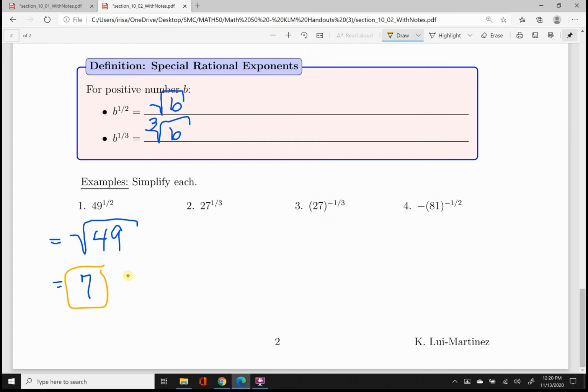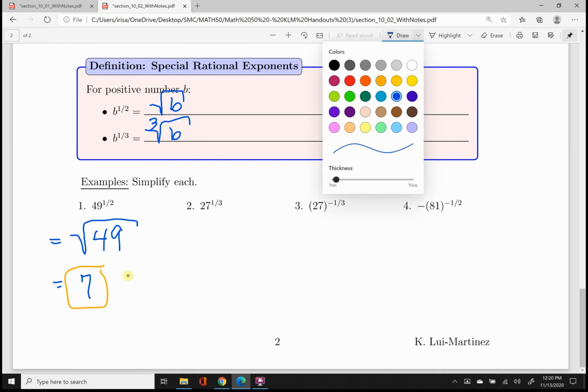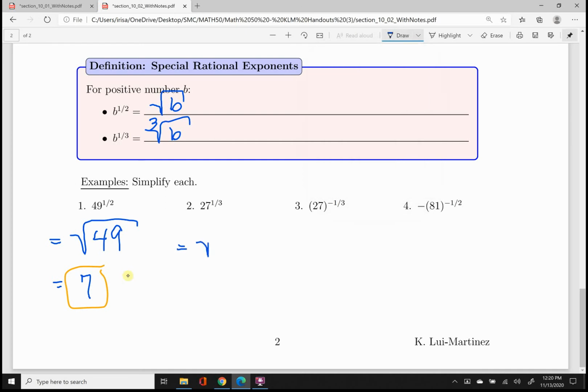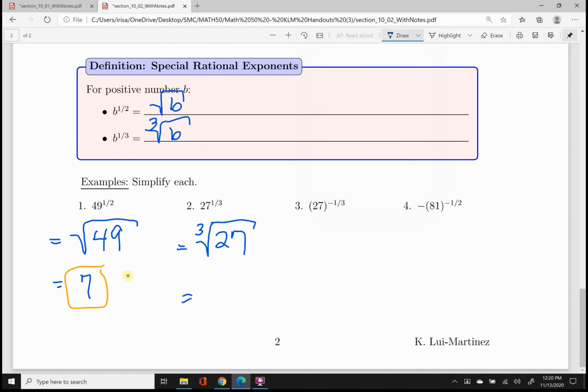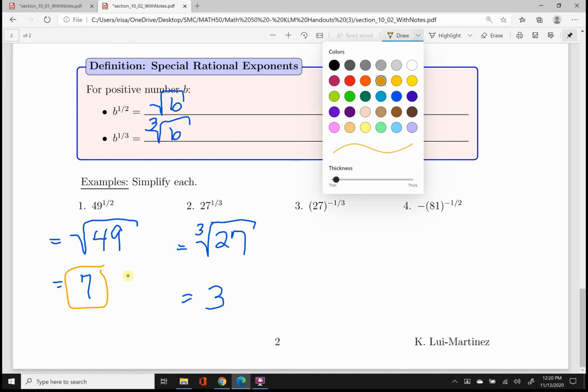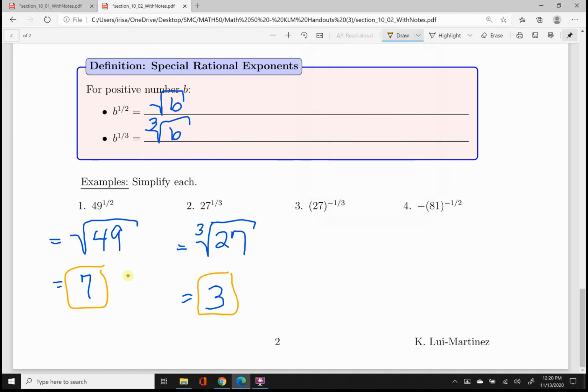For number 2 in this set, we have 27 can be cube rooted, certainly, because it's a perfect cube. So the cube root of 27 yields 3, because it can be rewritten as 3 to the 3rd power. The cube root and the cubing cancel, and we're left with just a 3. Okay.